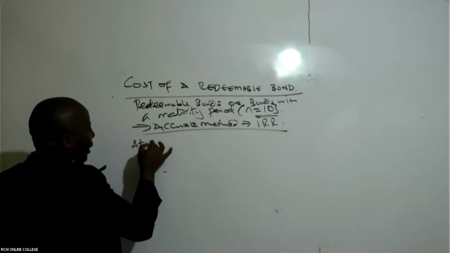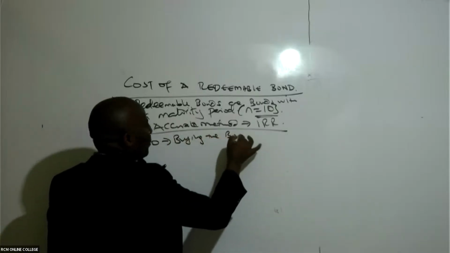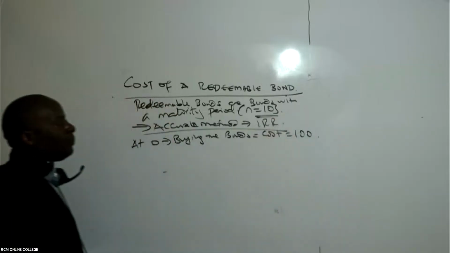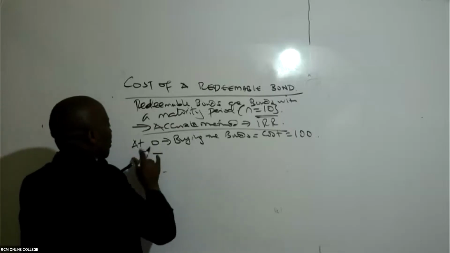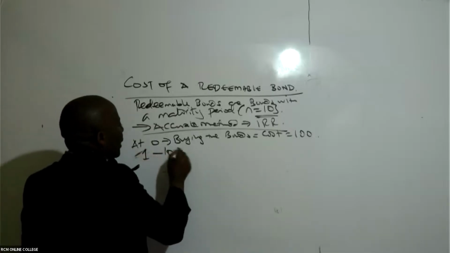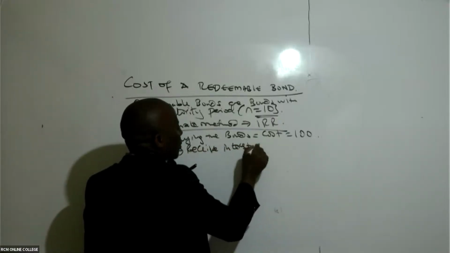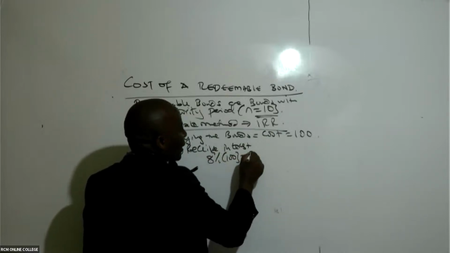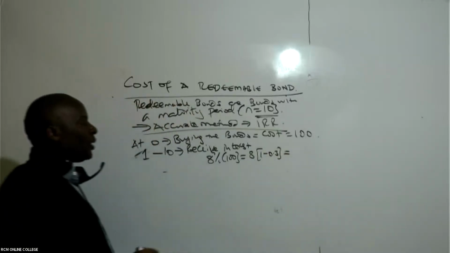So at time zero, when I'm buying the bonds, the cost will be at par 100. That's what they have told us. And then from years 1 to 10, I shall receive interest. And interest rate is 8% over 100, but this has to be tax adjusted.